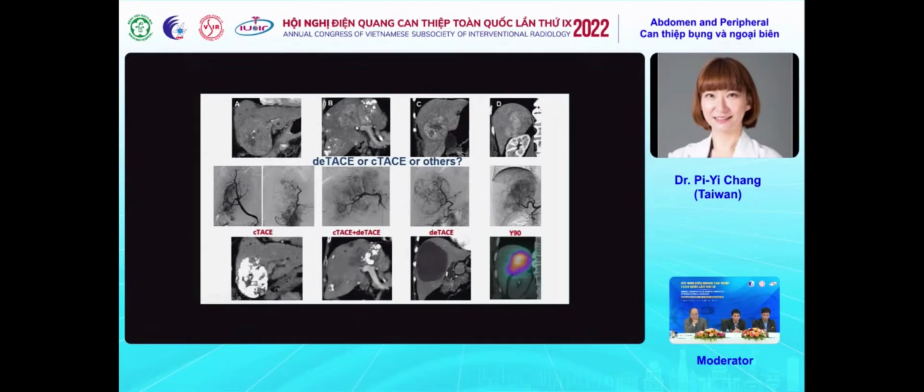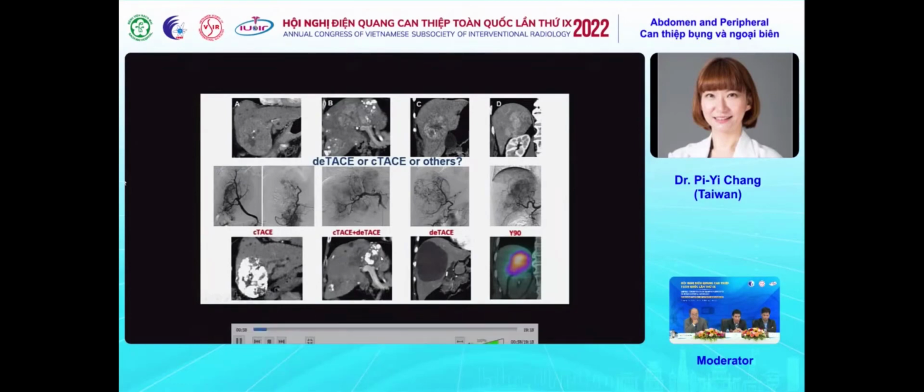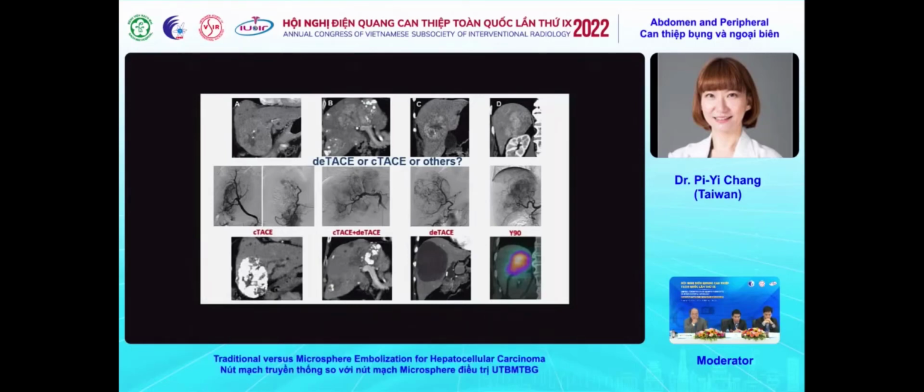We can see both the tumor necrosis and the lipiodol retention. For case C, I have done only D-TACE for several times, and we observed tumor necrosis completely. For case D, I have done it with yttrium 90 for the radioembolization.